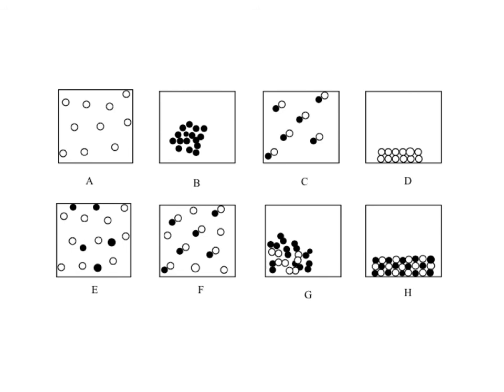In the bottom set of diagrams, we are looking at mixtures. Diagram E shows a mixture of two elements in the gas state. F is a mixture of an element and a compound in the gas state. G is a liquid mixture of two diatomic elements. And H is a solid mixture of two elements.